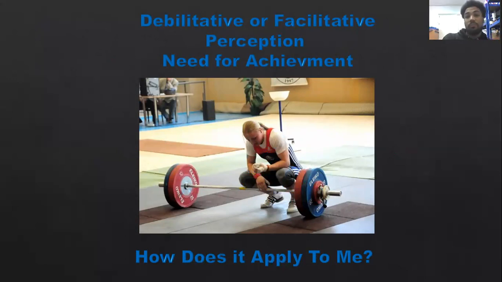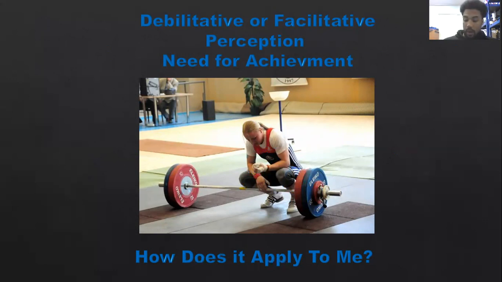Again, perception. So we've got perception. Perception is basically how you see something. So when you get anxious or something like that, you've just got to perceive it as a positive and understand that it's going to help you achieve a lot better.